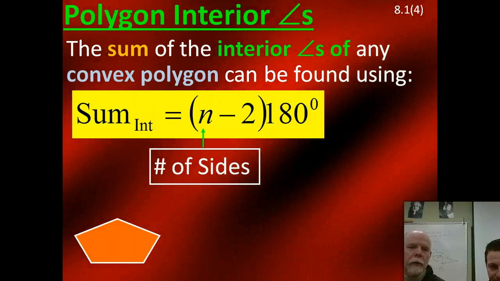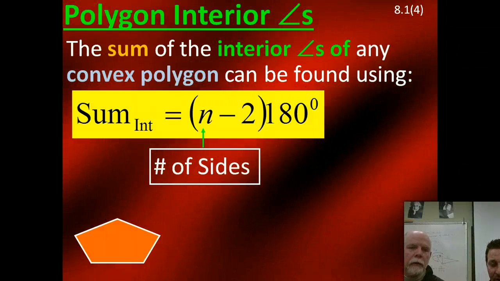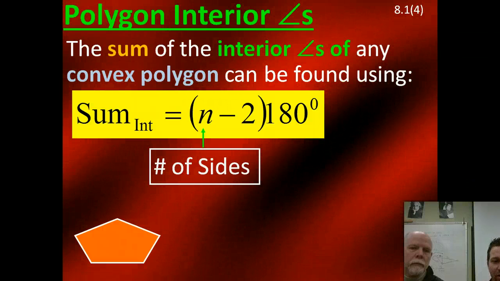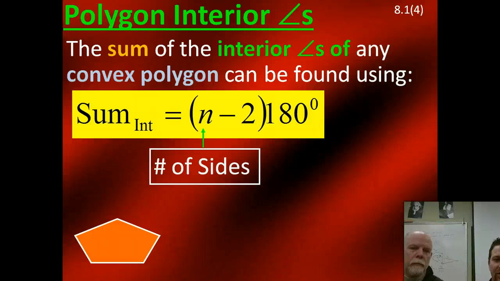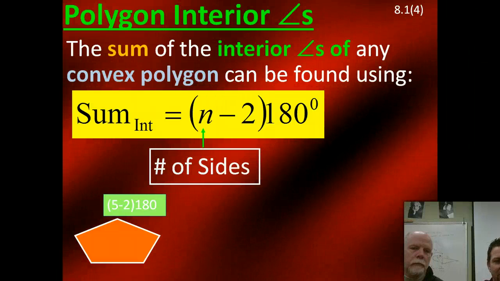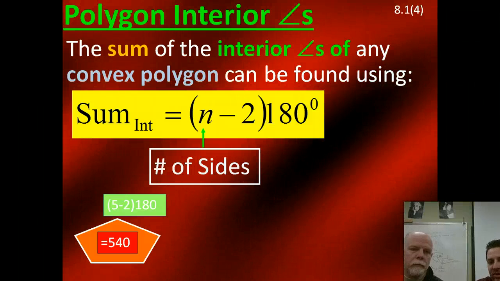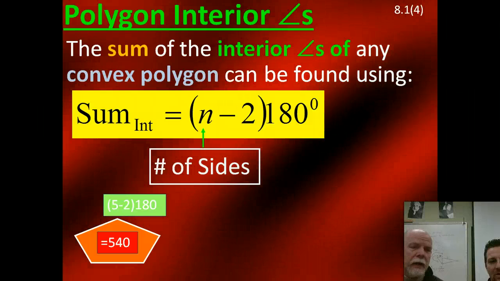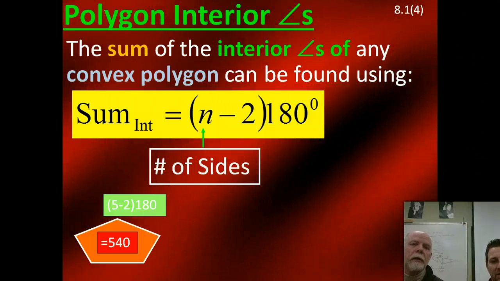So here we have a pentagon. To find the total degrees of the angles on the inside of the pentagon, we're going to use the number of sides, and a pentagon has 5. So then we just substitute in the formula. Instead of n, we pop a 5 in there. 5 minus 2 is 3. 3 times 180 is 540 degrees. It doesn't get any easier than this. It doesn't have to be a regular pentagon, just any 5-sided convex pentagon. All the angles always add up to 540 degrees, no matter what.